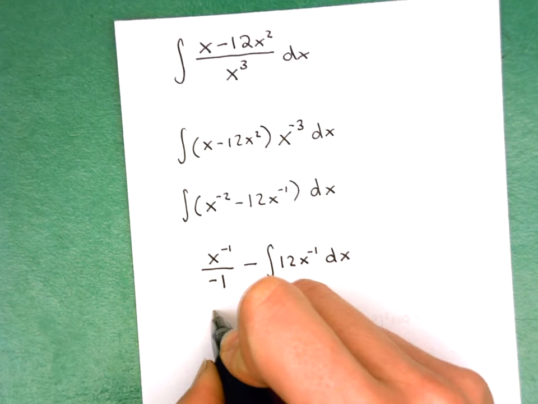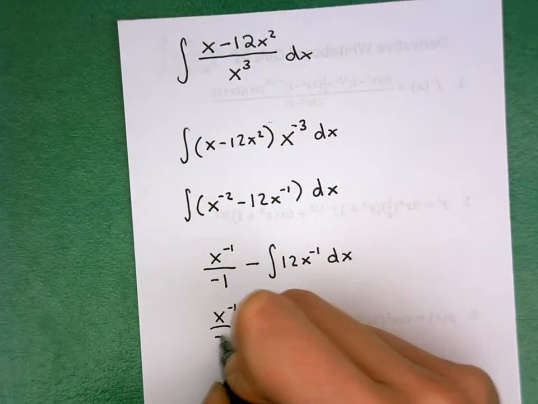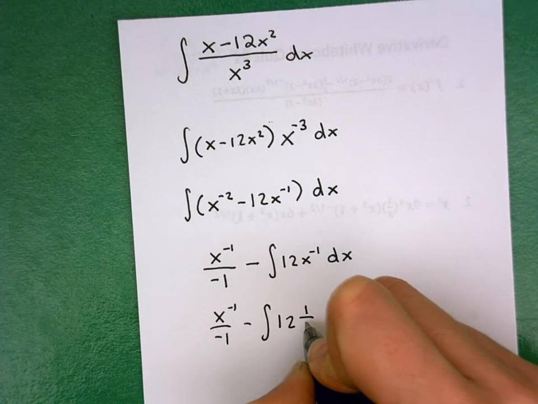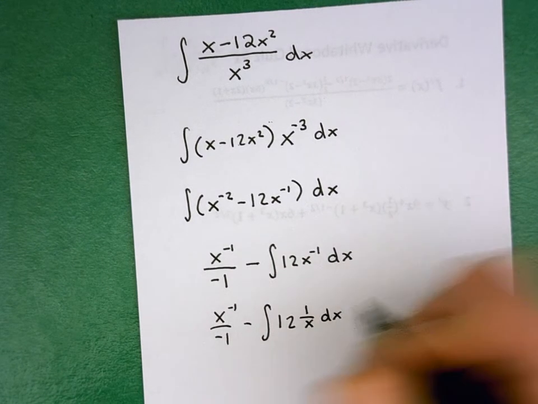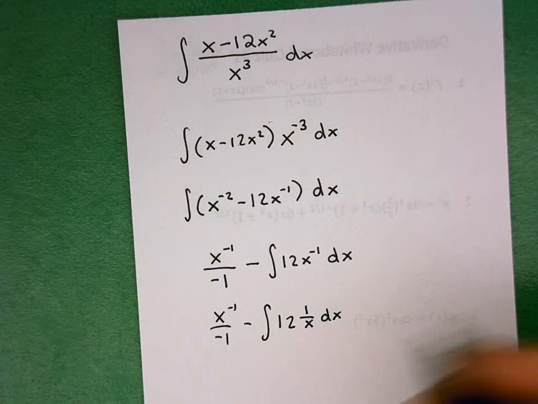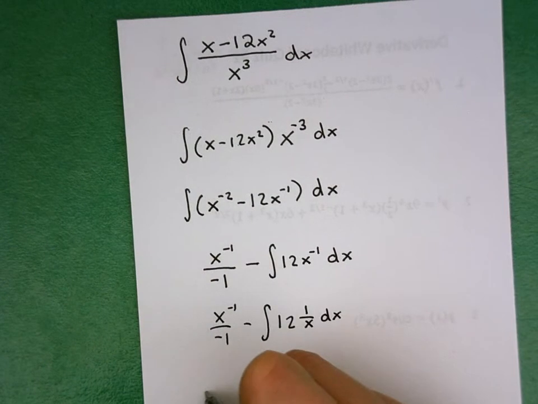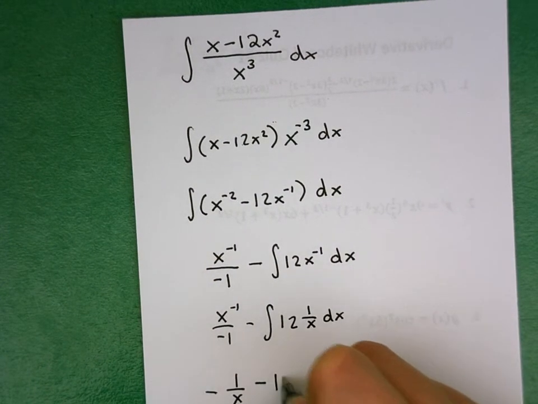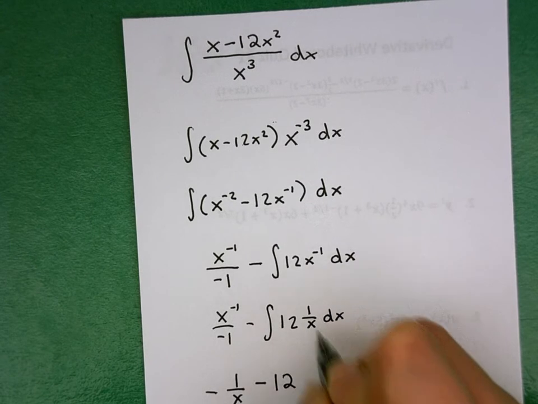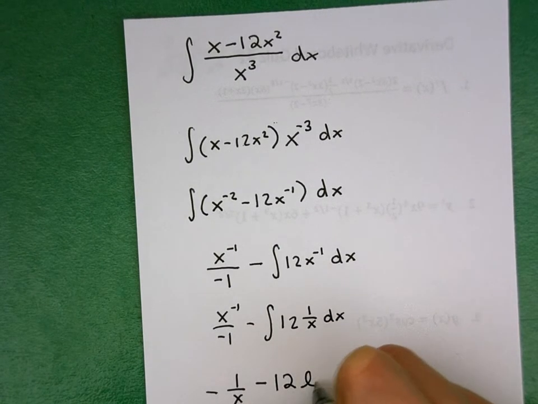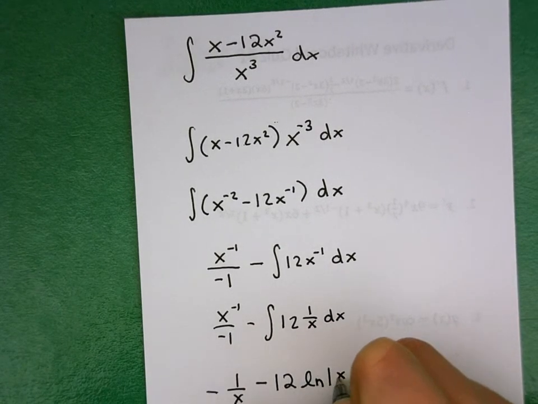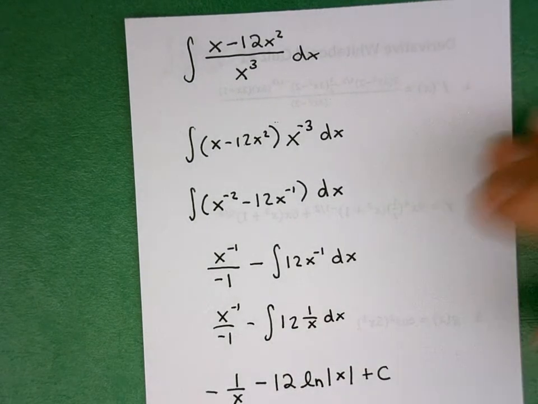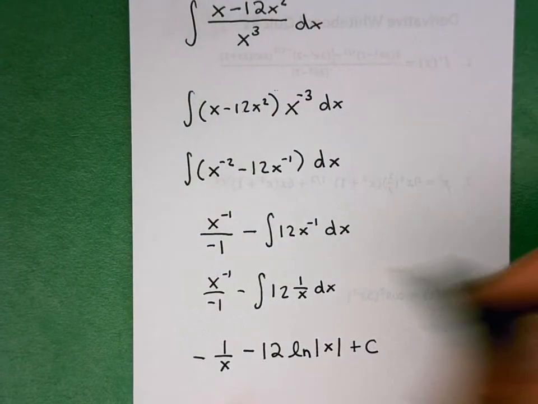Well, sure enough, when I look at this problem, I see that I can rewrite that x to the -1 as 1 over x. And now it matches my log rule for integration. I'm going to go ahead and rewrite this as -1 over x minus 12, and the integral of 1 over a singular variable is the natural log of the absolute value of that variable plus c. And that's my answer.